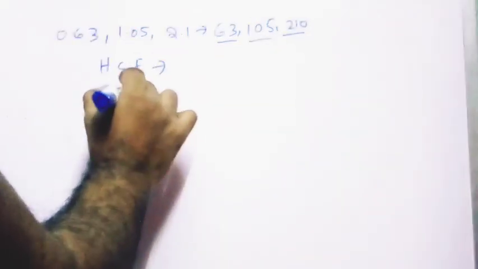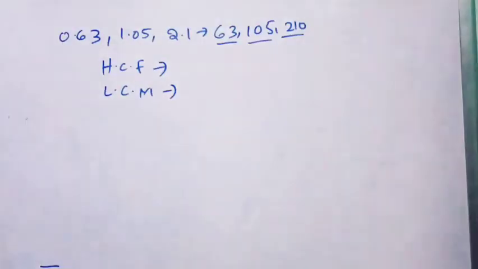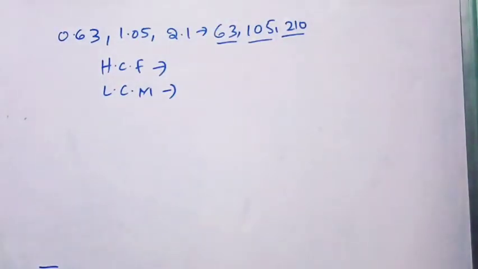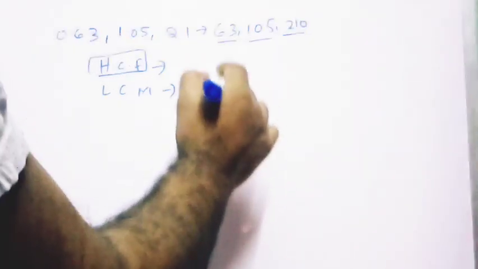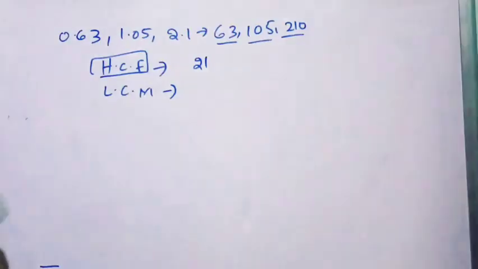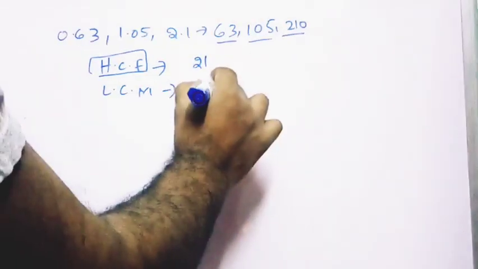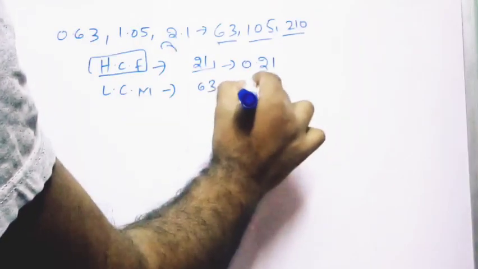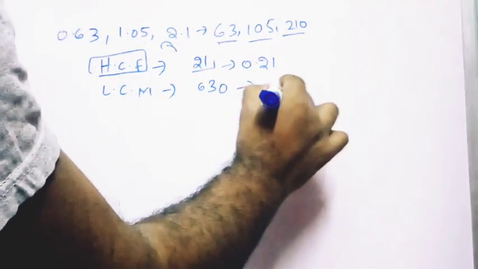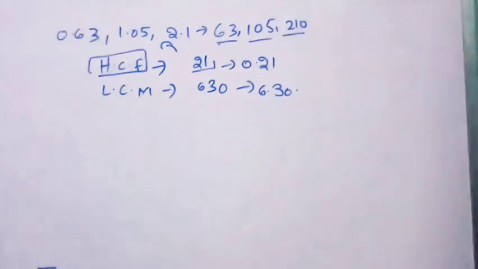You can find the HCF of these by the division method, and also the LCM of these by the division method. For example, if I calculate the HCF for this, it comes to 21, and if I find the LCM with the same division method, I will get around 630. But this is for normal numbers, and I have to convert this back into decimals. So when I convert, this becomes 0.21 and this becomes 6.30. So this is the method when there are decimals.